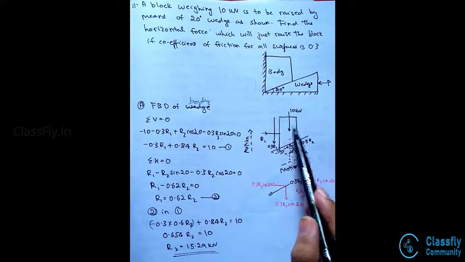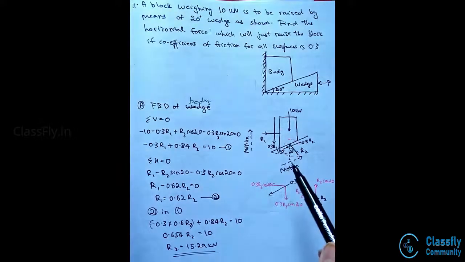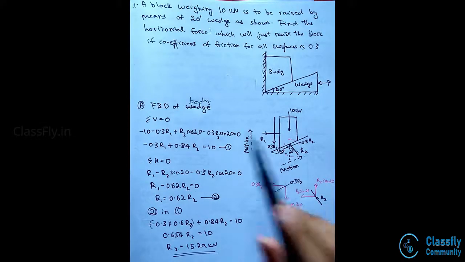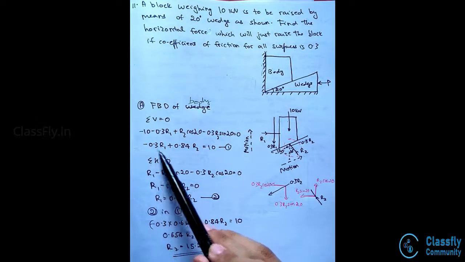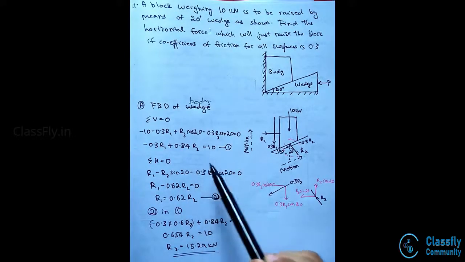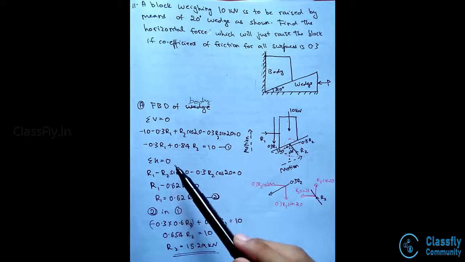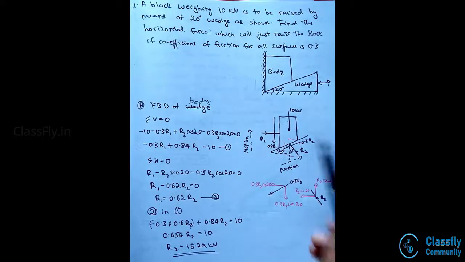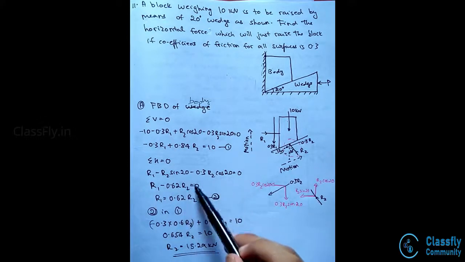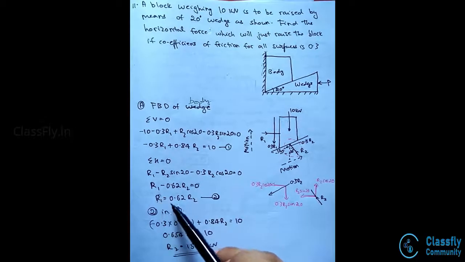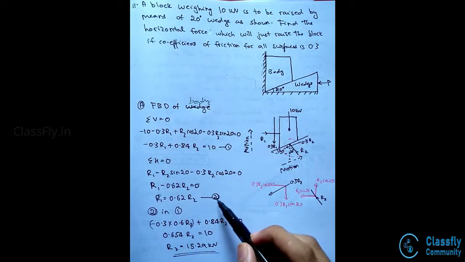Hence, minus 10 minus 0.3 R1 plus R2 cos 20 minus 0.3 R2 sin 20 is equal to 0. Hence, we have minus 0.3 R1 plus 0.84 R2 is equal to 10. Let this equation be 1. Now, we also know that summation H is also equal to 0. Hence, R1 minus R2 sin 20 minus 0.3 R2 cos 20 is equal to 0. Hence, R1 minus 0.6 R2 will be equal to 0. This can be written as R1 is equal to 0.62 R2. Name this equation as 2.